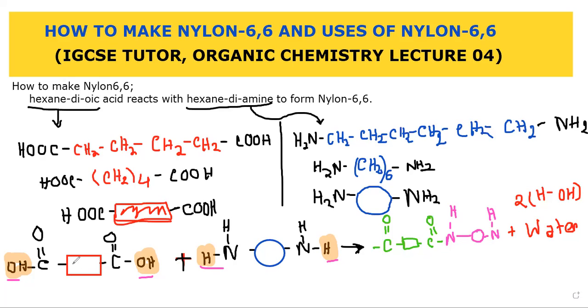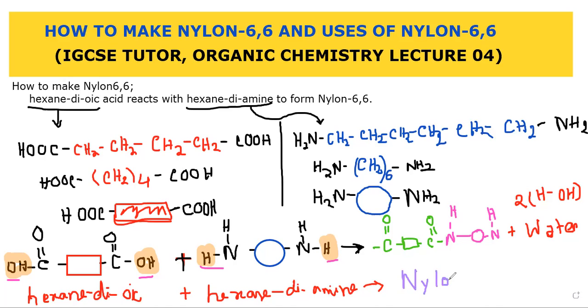So we are just going to write them down. It is hexane dioic, selecting a red color, hexane dioic plus hexane diamine, and we have nylon 6 plus water. So we get our desired product, that is nylon 6.